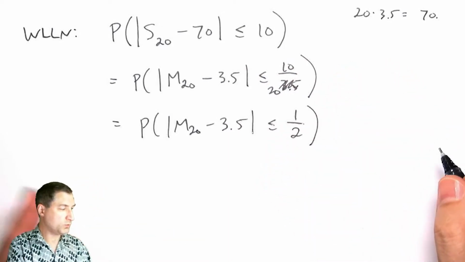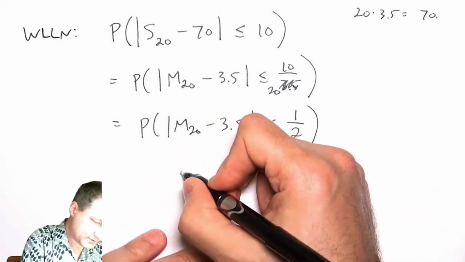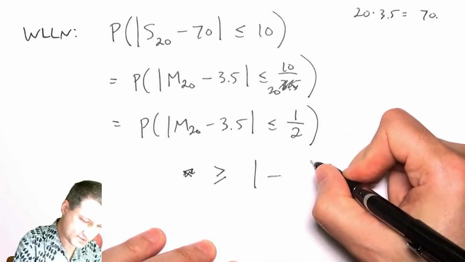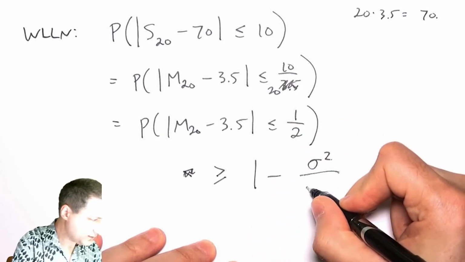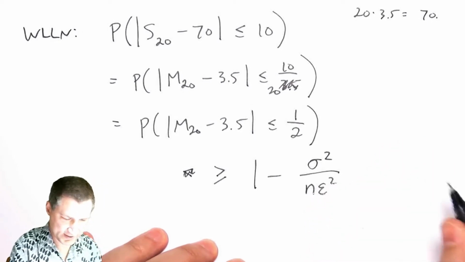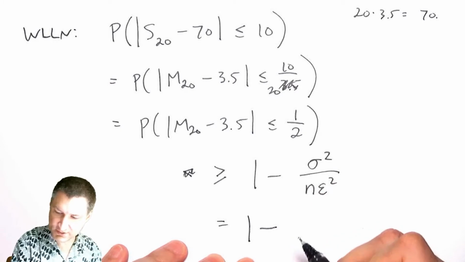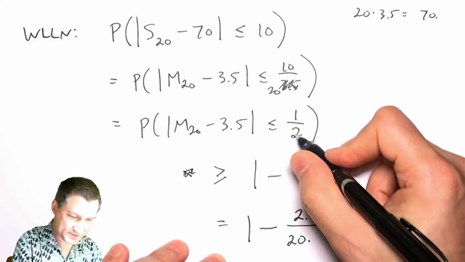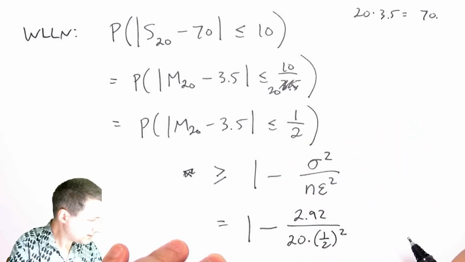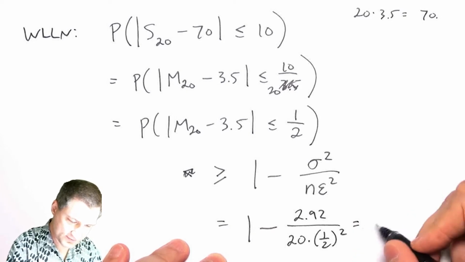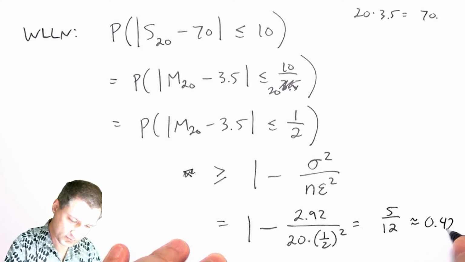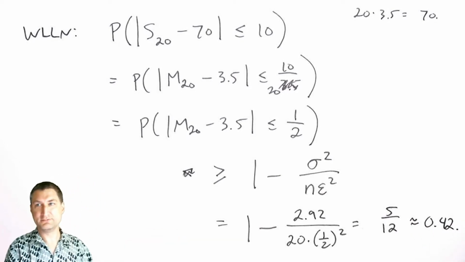So what would the weak law of large numbers tell me? It would tell me that this is at least equal to 1 minus sigma squared over n epsilon squared. In my case, sigma squared we found was 2.92, n was 20, epsilon here is 1/2. So I can do the math, and it turns out this is equal to 5/12, which is approximately 0.42. So this is telling me that the odds are okay that I'm within 10 of the true mean.